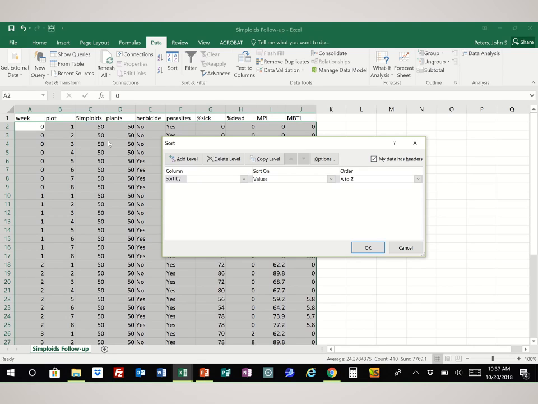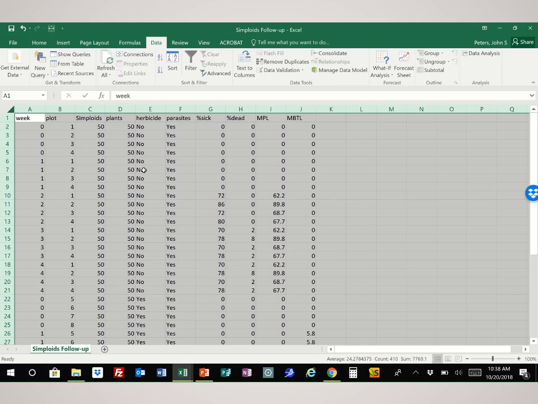And then, of course, as I said, the first thing we want to sort by is the treatment. So let's first sort by those individuals that got parasites. Okay. And then we want to add another level, and we want to then sort by whether they got herbicides or not. Okay. That should put all the ones that got parasites together and all the individuals that got both parasites and herbicides together. And then we want to add a third level, and that's going to be the week. Okay? All right, and then we hit OK.